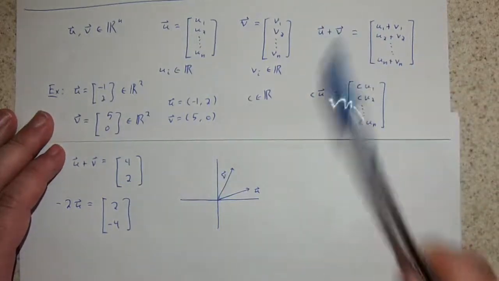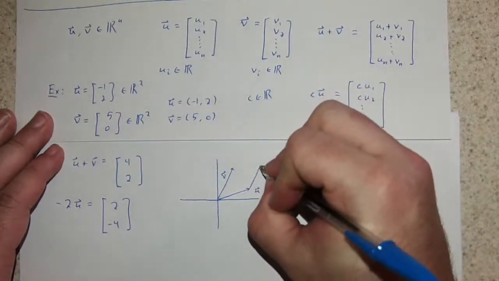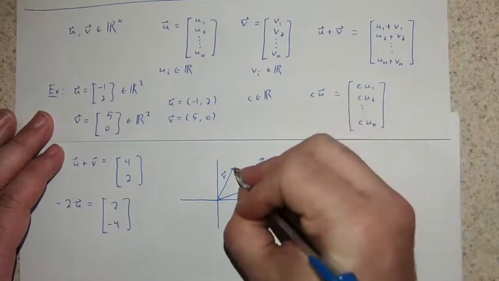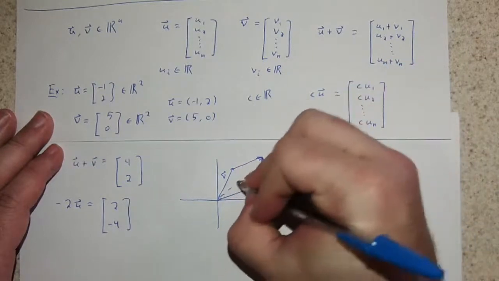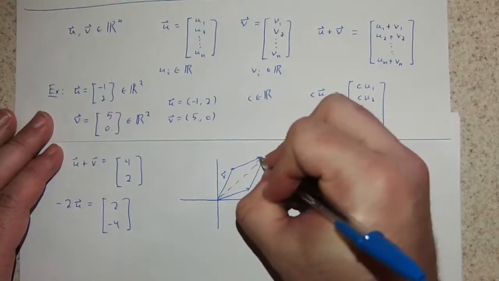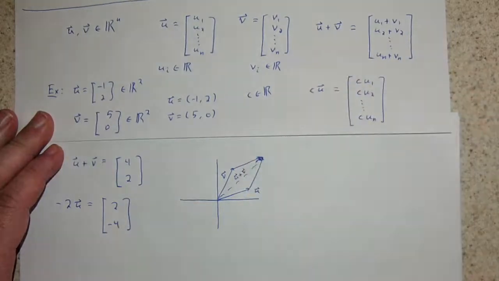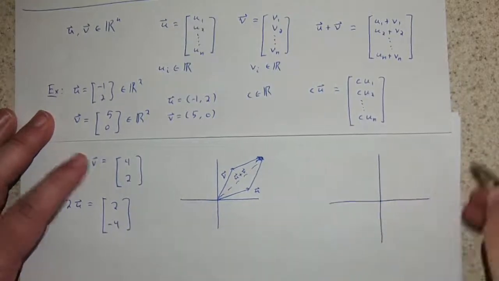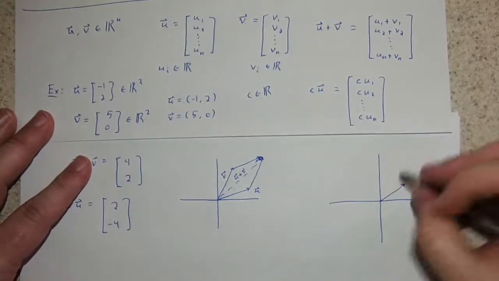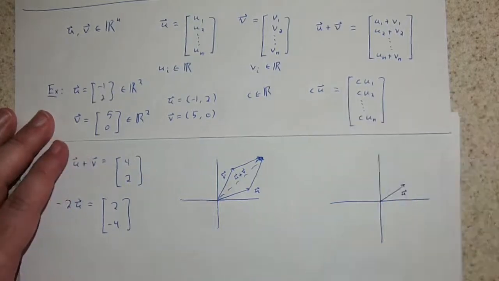Geometrically, what is u plus v doing? It is finding the diagonal of this polygon, which is actually a parallelogram. This is called the parallelogram rule, if you like. So this diagonal of this parallelogram is the vector u plus v. Similarly, if my vector u looks like this, then what does cu do?